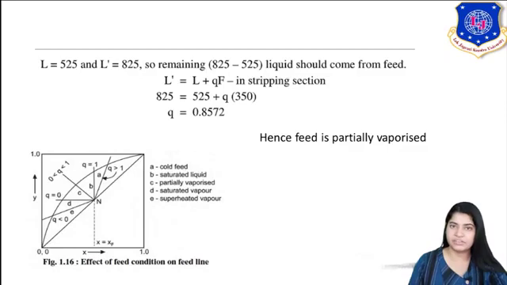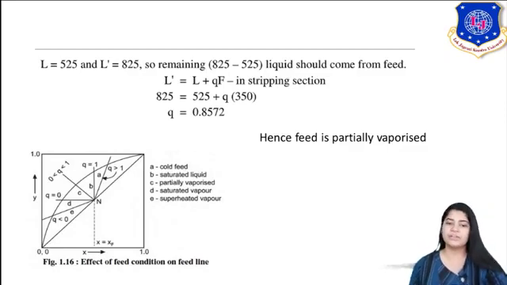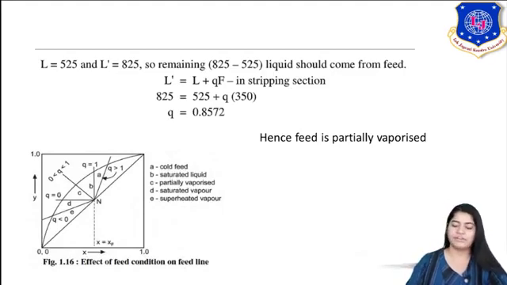When your feed is introduced, L bar is what? L plus QF in the stripping section. From it you get your Q value as 0.8572. Now, see, the Q value for different kinds of feed: when your Q value is between 0 and 1, that is a partially vaporized feed. Here your Q value is 0.85, which means your feed is partially vaporized. This is one kind of sum that can be asked based on your stripping section and Q line, right?